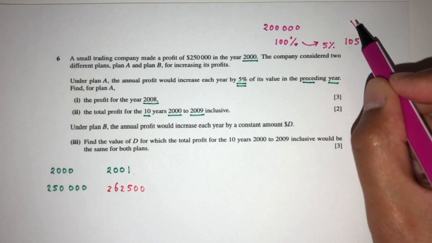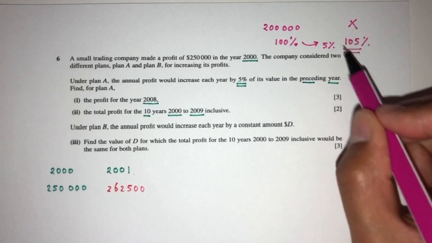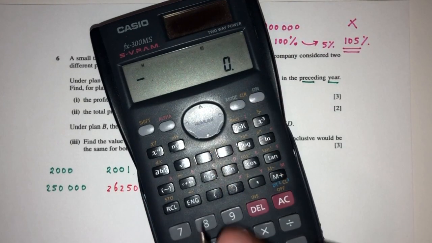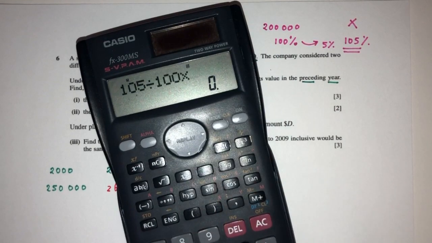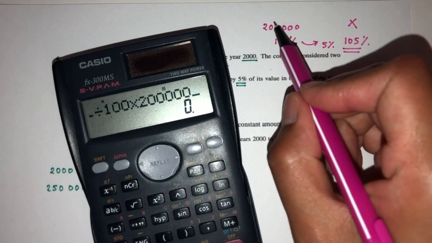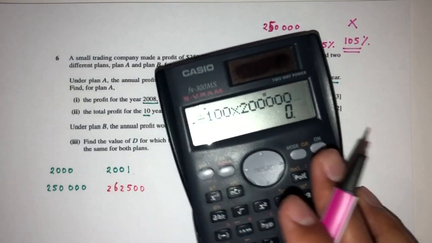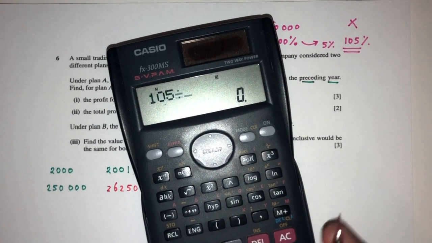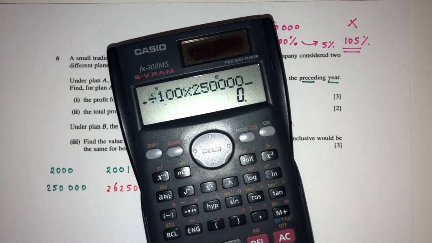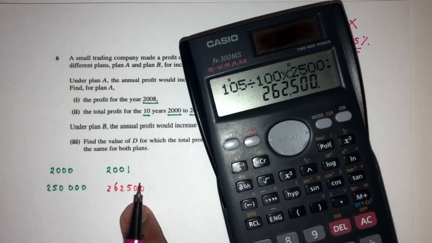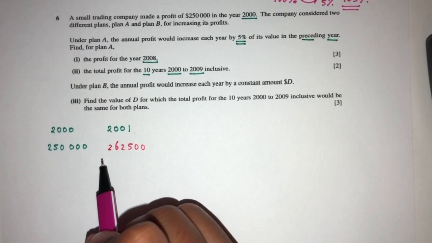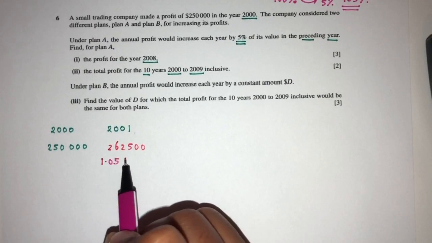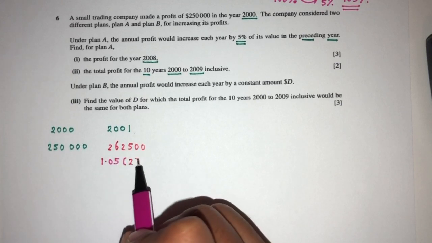So let's find this amount. Now, it will be 105% of the initial amount. So let's do that. 105 divided by 100 times the initial amount. So this is 250,000. So we have to multiply by 250,000. So 105 divided by 100 times 250,000. That will give you the same value. So you can see the way I found this was taking 105%, which is 1.05, multiplied by the previous amount.